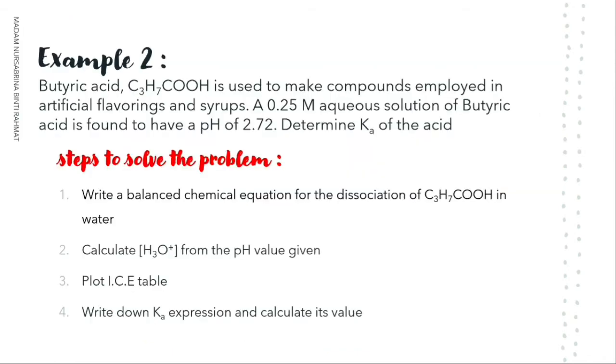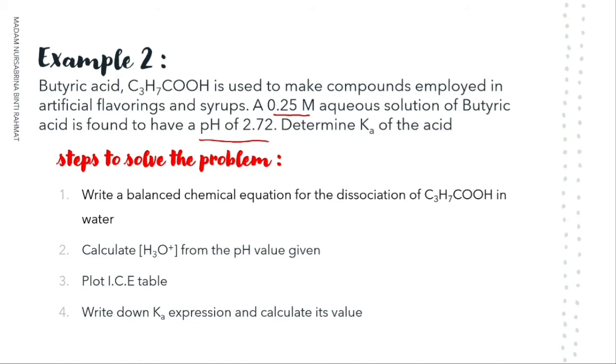So let's try the second example. You're given butyric acid, which is a carboxylic acid, used to make compounds employed in artificial flavorings and syrups. Initially we have 0.25 molar aqueous solution of butyric acid, which has a pH of 2.72. This one is different from example 1. In example 1, you were given Ka and you needed to find pH. But in this one, you were given pH and you have to find the Ka value. So the steps to solve the problem are slightly different.